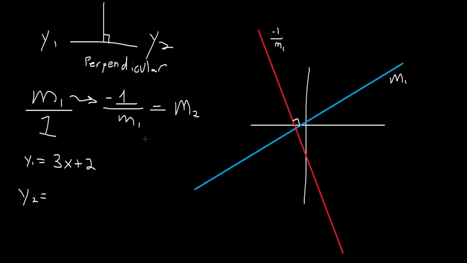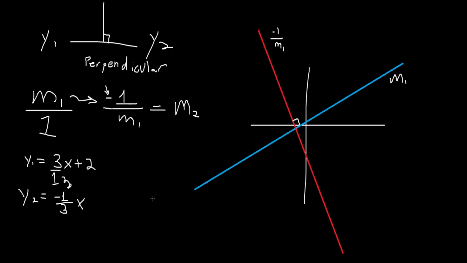So according to my rules, I need to do -1 over the thing, or I need to do the negative reciprocal. Reciprocal means I need to flip it upside down. So 3 is the same as 3 over 1, so its reciprocal would be 1/3. But we're not doing just the reciprocal, so that isn't enough. I need to make sure it's a negative reciprocal, so it's -1/3 times x.